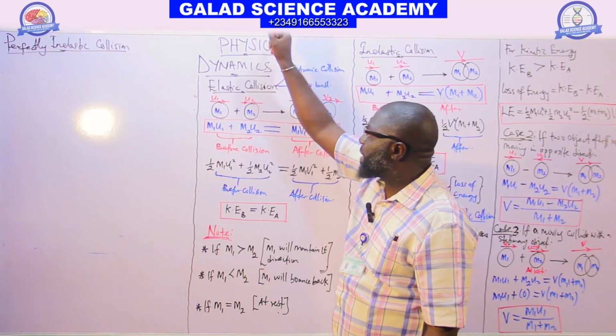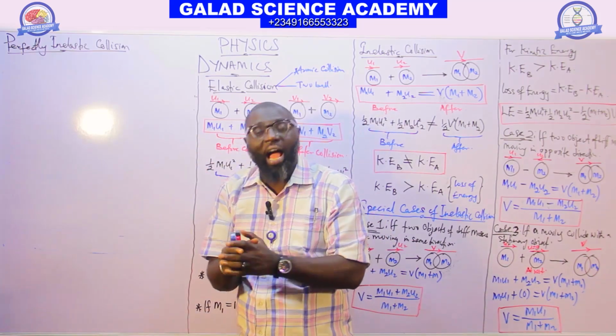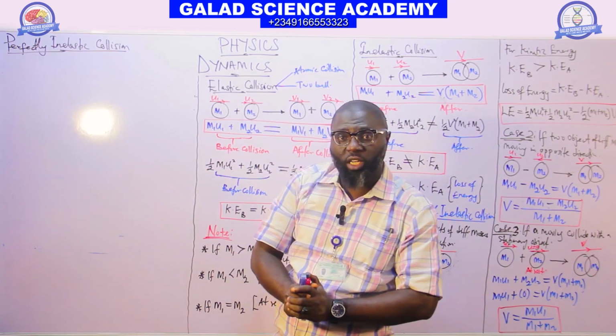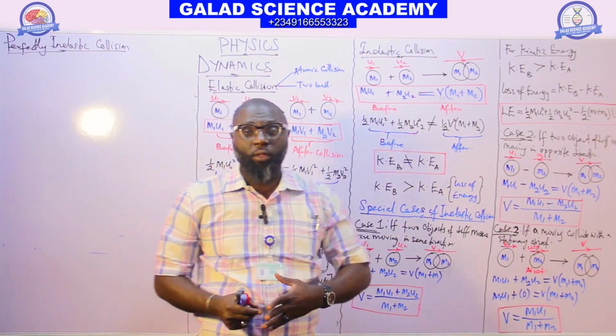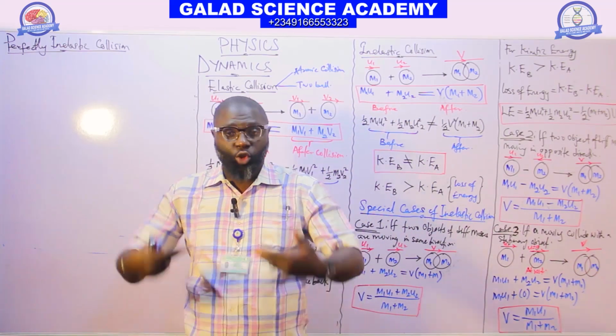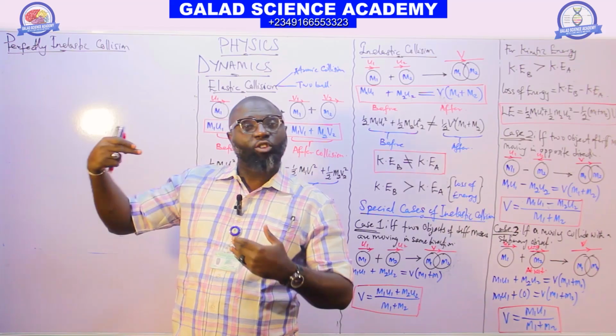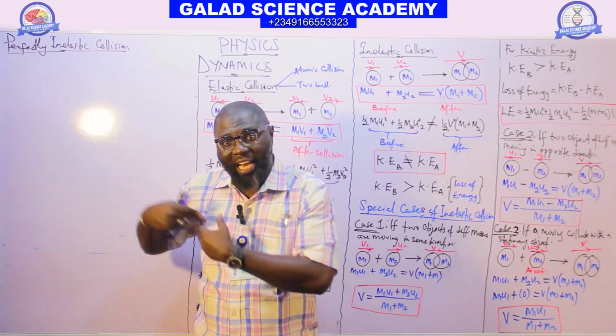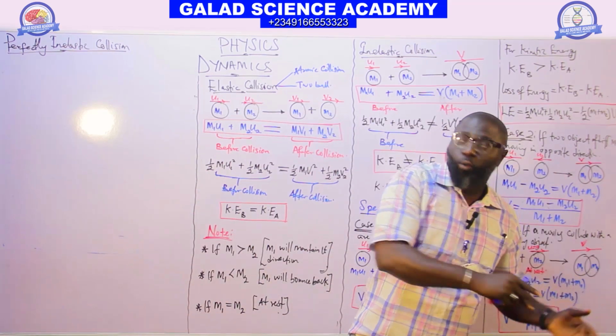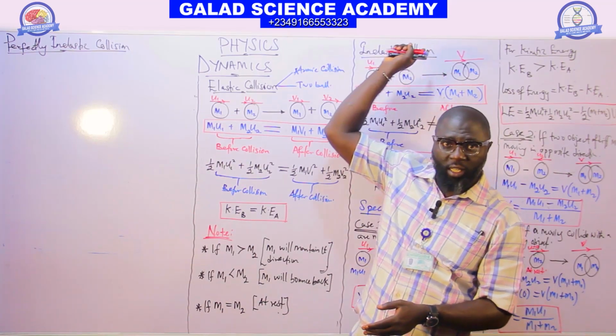So the perfectly inelastic, they will stick together and remain at rest after collision. Bullet and wall. But if you release a bullet from a gun into a human body, when the bullet gets to the human body, it will enter the human body and stick with the human body, and the body will move with the same velocity.